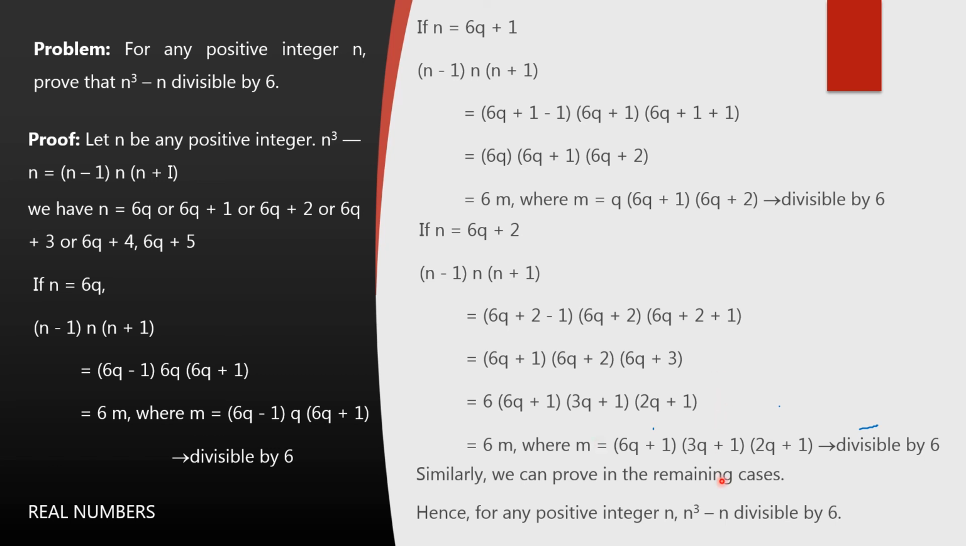Similarly, we can prove the remaining cases. Hence, for any positive integer n, n cube minus n is always divisible by 6. In this way, you can solve problems related to Euclid's division lemma. Therefore, in this class, we checked the divisibility of different positive integers and products of different consecutive positive integers by using Euclid's division lemma. Okay, in the next class, we will discuss some more problems related to Euclid's division algorithm.